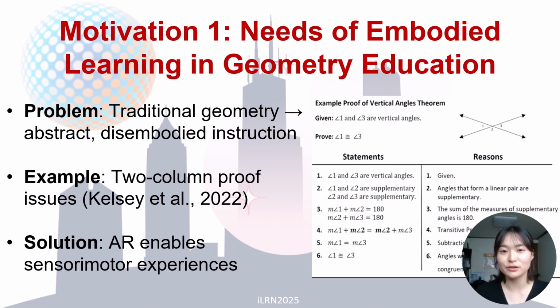Geometry is often taught through abstract symbols and formulas. For example, Kelsey and colleagues found that students struggle with two-column proofs because they feel disconnected from real-world experiences. Augmented reality can help bridge this gap by giving students hands-on, sensory-motor experiences, making abstract ideas easier to understand.